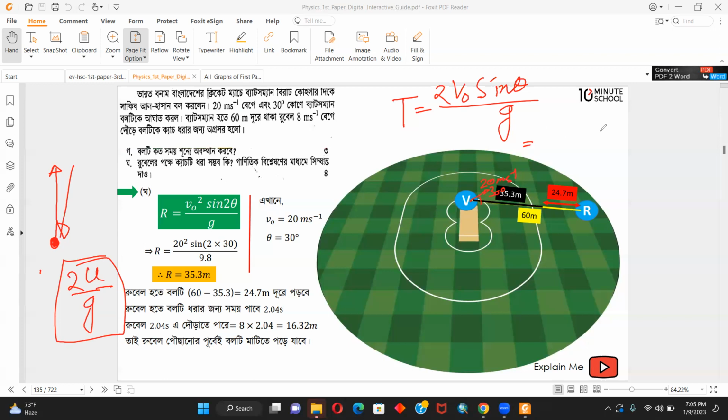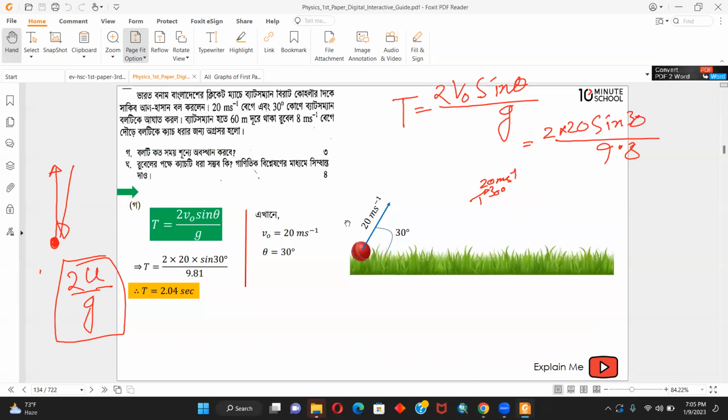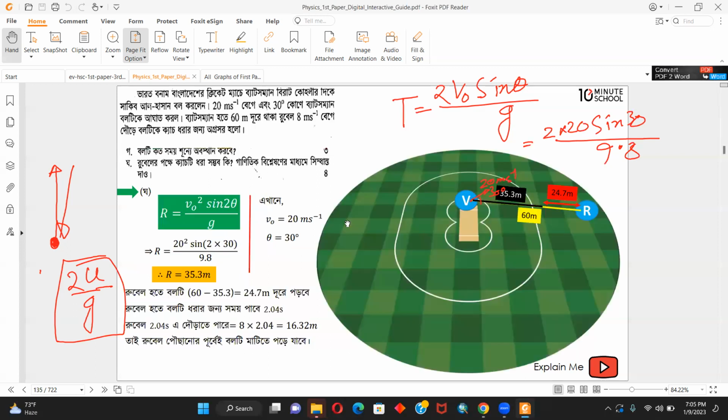Now, 2 times 20 times sine 30 upon 9.8. So that will be 2.04 seconds. 2.04 seconds. Is this question understood? Yes.